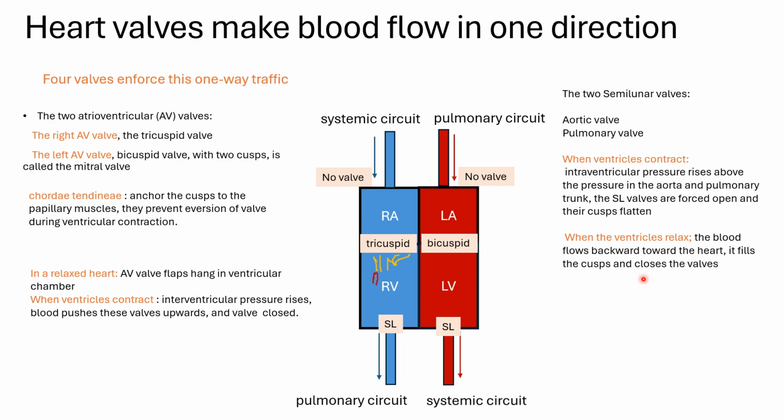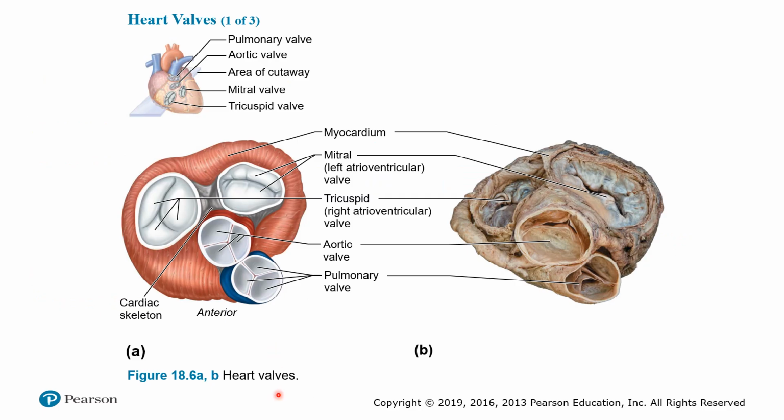It fills the cusps and closes the valve. Let's see how these valves appear in life. So this is like they have cut a section from here. So you can see this is our tricuspid valve. You can see the three cusps. So this is present between the right atrium and the right ventricle.